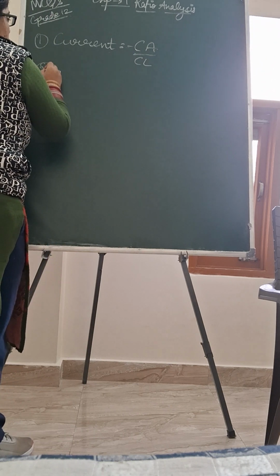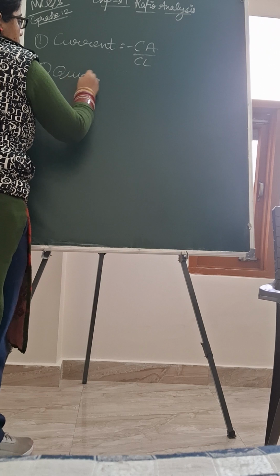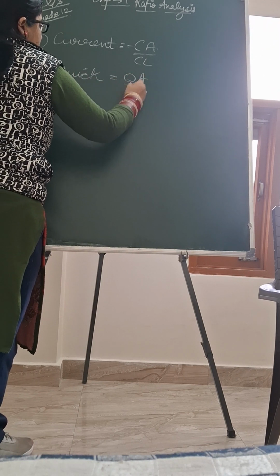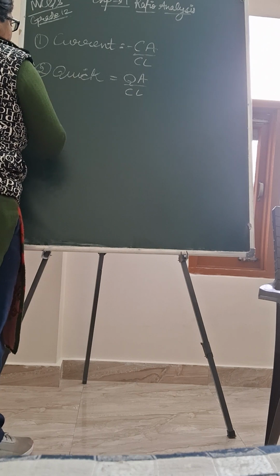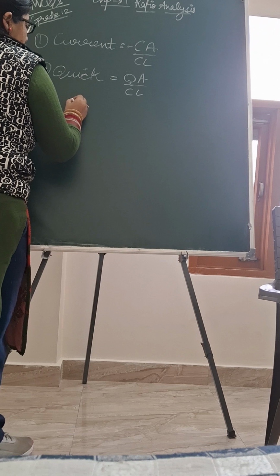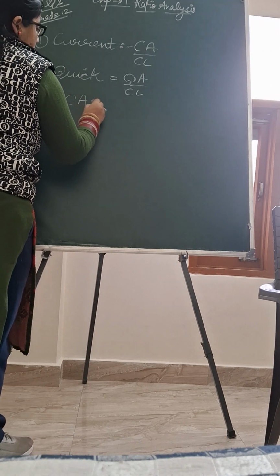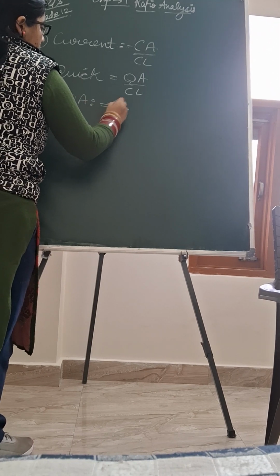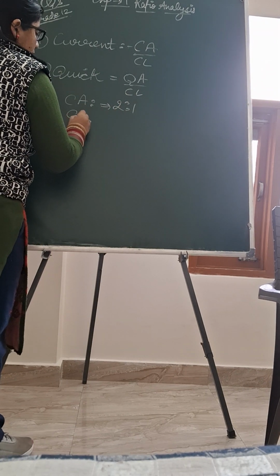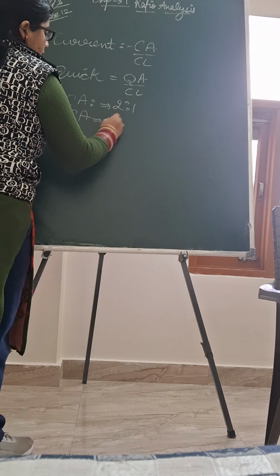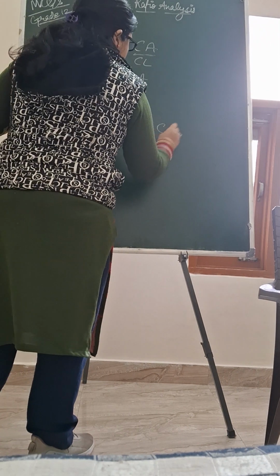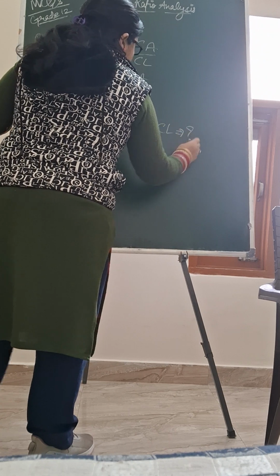Then there is quick ratio. So when we talk about quick ratio, it is equals to quick assets over current liabilities. Then, when we talk about these ratios, you have one question with us. Current ratio is equals to 2:1, and it is given current assets is equals to 20,000. So you are asked to calculate the current liabilities. So how will you calculate?